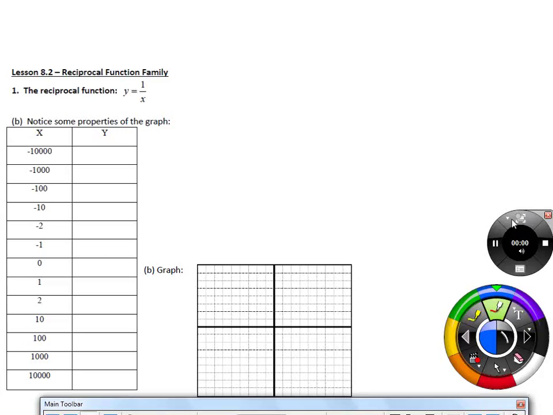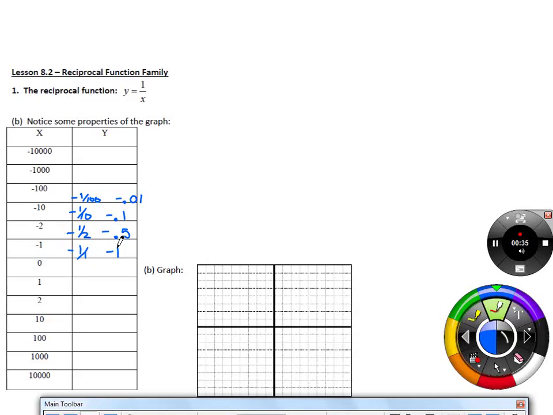Looking at this chart of values. Okay. So when you plugged in negative 100, you have negative 1 over 100, or negative 0.01. Okay. And then when you plug in negative 10, you'd have negative 1 over 10, or negative 0.1. When you plugged in negative 2, you'd have negative 1 over 2, or negative 0.5. Okay. When you plug in negative 1, you'd have negative 1 over 1, which is negative 1.